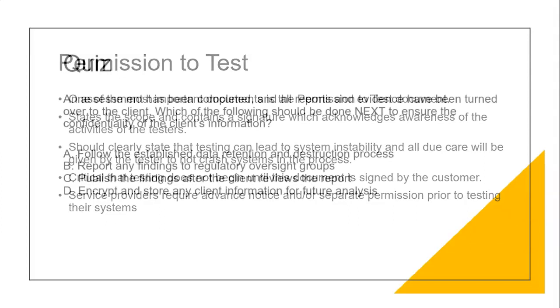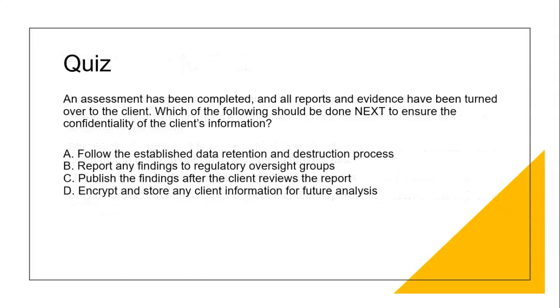All right, let's do a little quiz. An assessment has been completed, and all reports and evidence have been turned over to the client. Which of the following should be done next to ensure the confidentiality of the client's information? A. Follow the established data retention and destruction process, reporting any findings to regulatory oversight groups. B. Publish the findings after the client reviews the report. D. Encrypt and store any client information for future analysis. Let's see what the answer is. Answer is D. Encrypt and store any client information for future analysis.